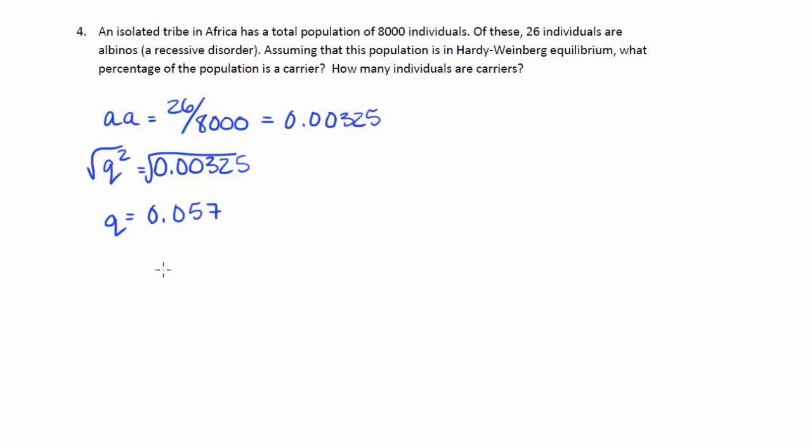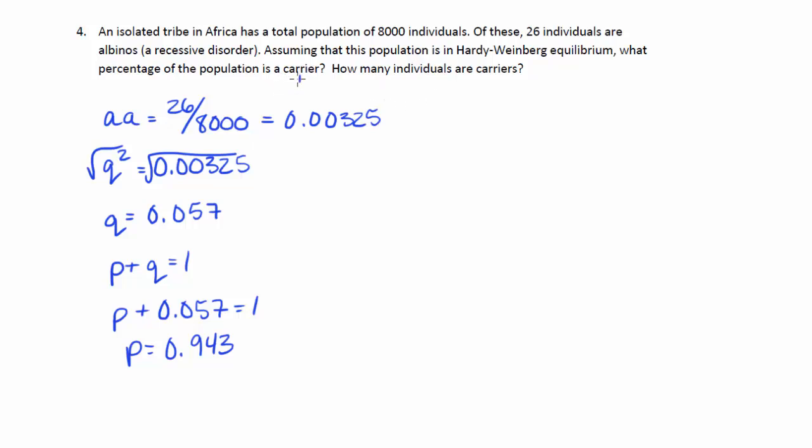If we want to solve for p, remember that p plus q equals 1. So we know that p plus 0.057 is going to be equal to 1. So that makes p equal to 0.943.